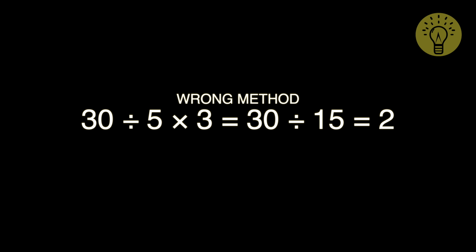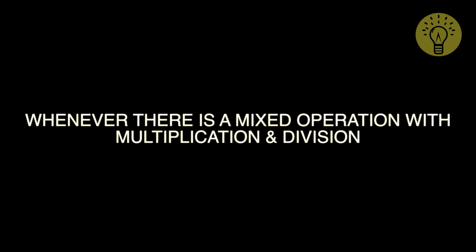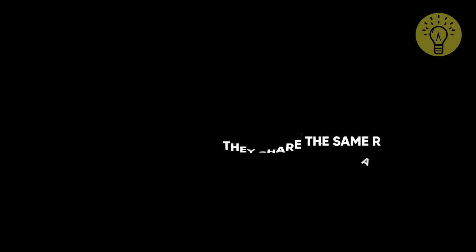And you should not do it like this. If it is 30 divided by 5 into 3, you do 30 divided by 15, you get the answer 2, and that is wrong. Whenever there is a combination of multiplication and division in the same line, in a consecutive order, what you have to do is always go from left to right, because they share the same rank. Not doing multiplication first, then division second. Not like that. Always follow from left to right if there are consecutive operations of the same rank.